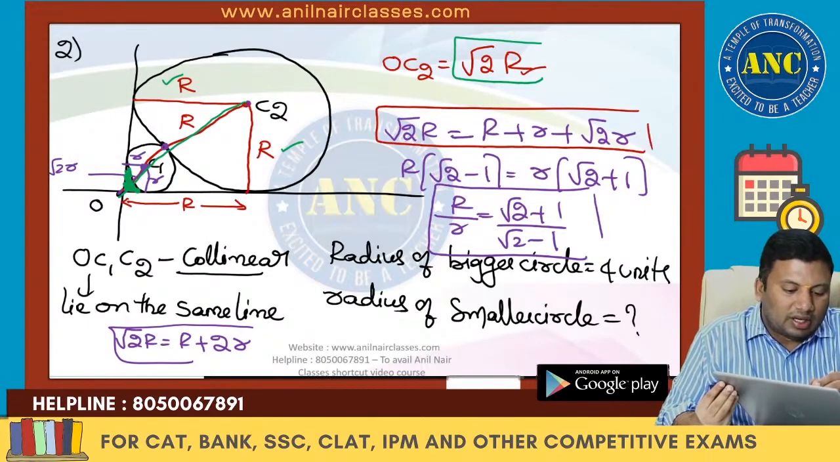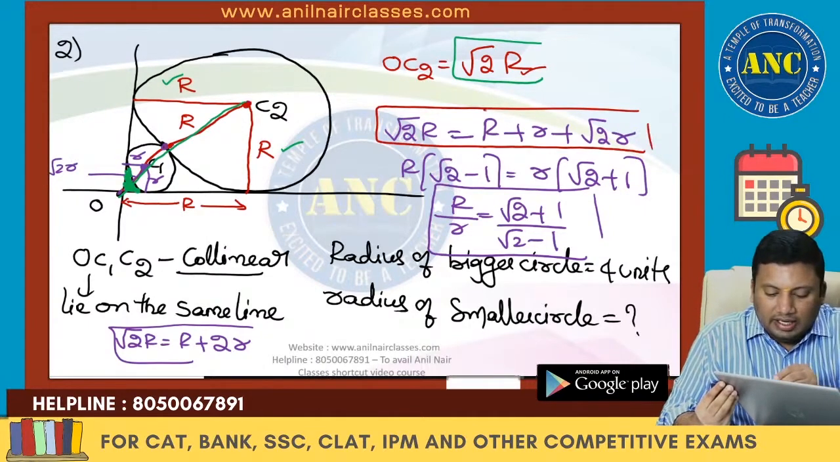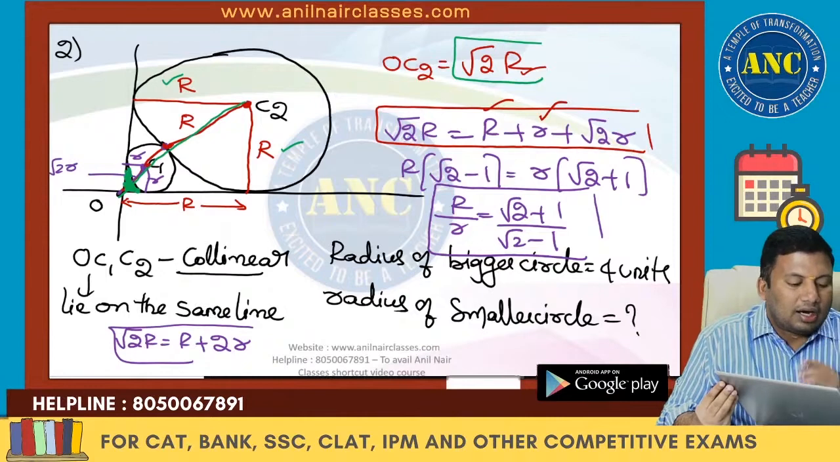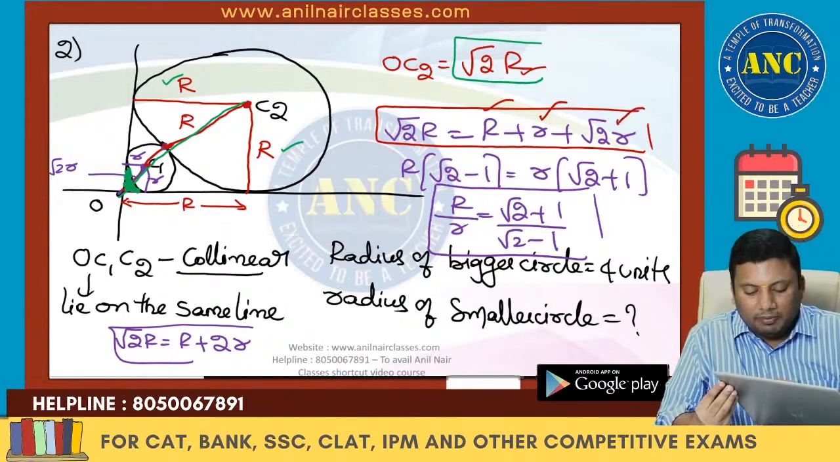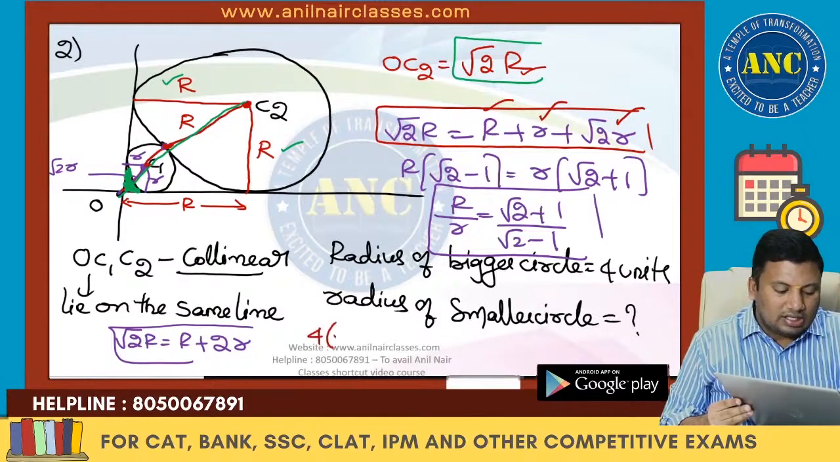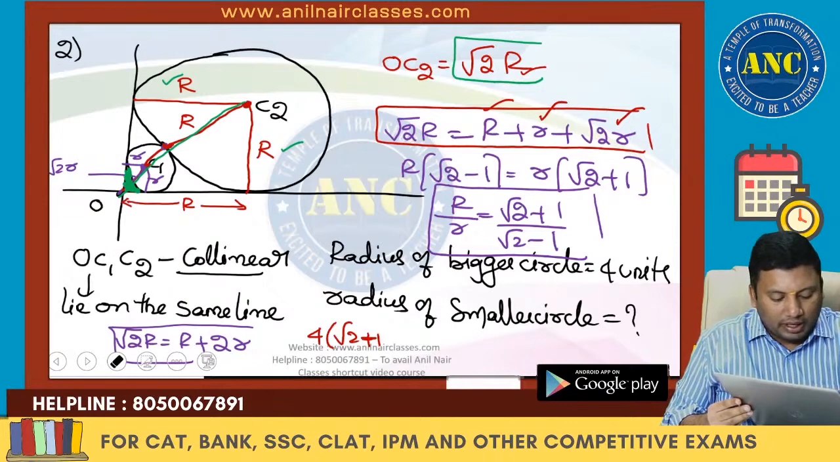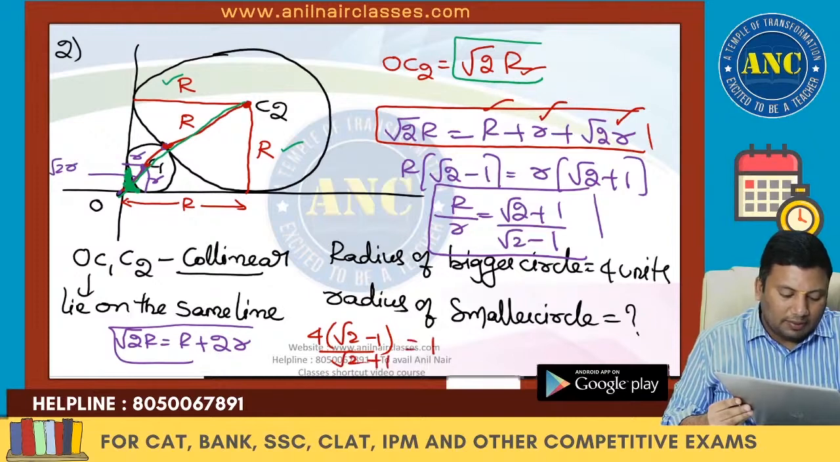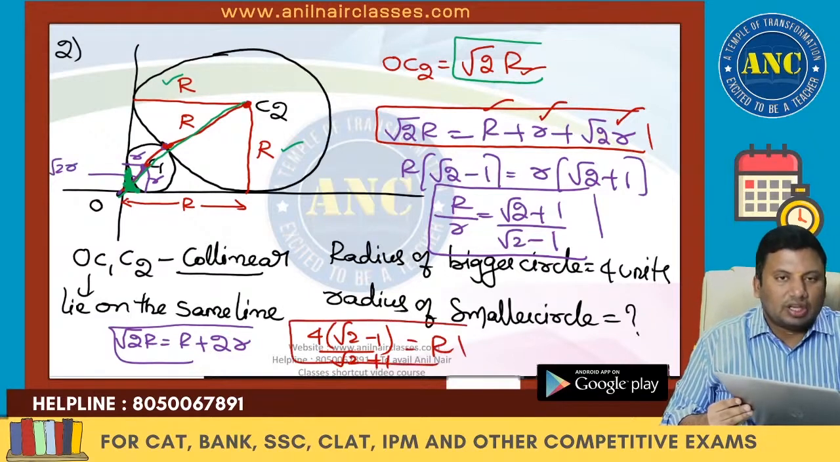How did you get this equation? OC2 is nothing but, from here to here, R. From here to here, it is small r. From here to here, r, and the remaining is nothing but root 2 r. So the radius of the bigger circle. The answer is 4 into (root 2 minus 1) divided by (root 2 plus 1). This is nothing but capital R.